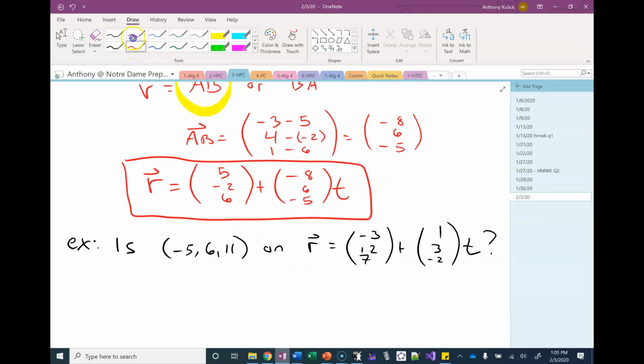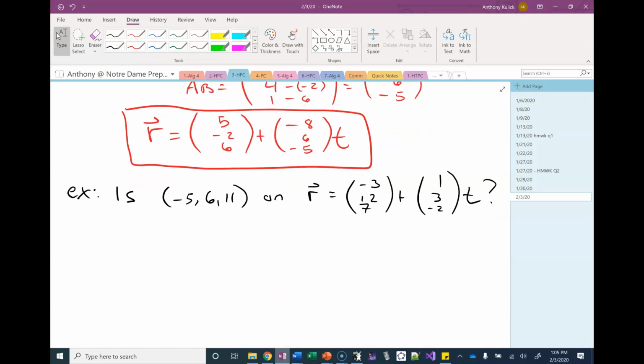What if we wanted to figure out if a point in 3 dimensions lies on this line? Do you remember how we did this in 2 dimensions? Yeah, we set the x's and y's equal to the values for the point, and then solve for t and see if we got the same t, right?